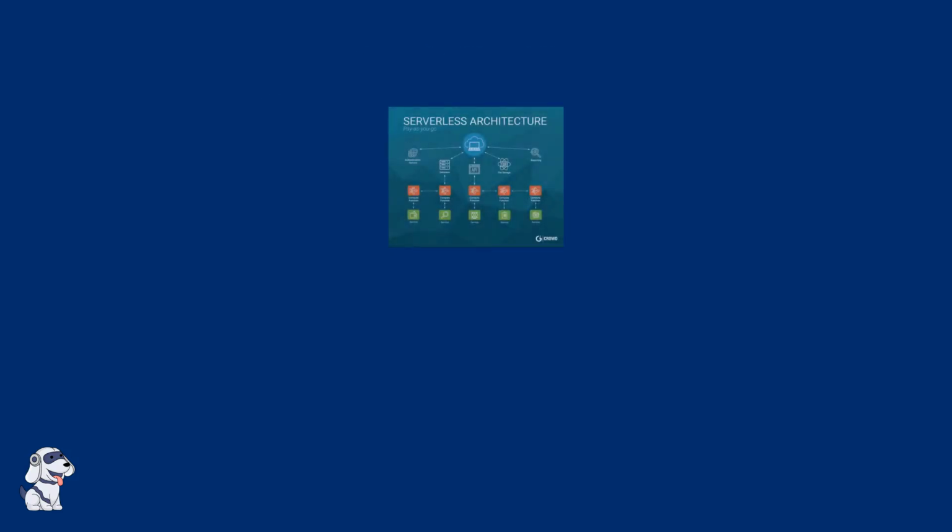Google Cloud Run is a managed compute platform that lets you run containers on Google's scalable infrastructure. Cloud Run is serverless, meaning Google handles all the underlying infrastructure management. You don't need to provision, configure, or maintain servers. You can focus entirely on writing your application code.